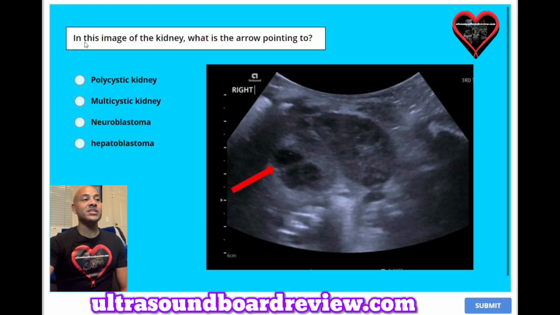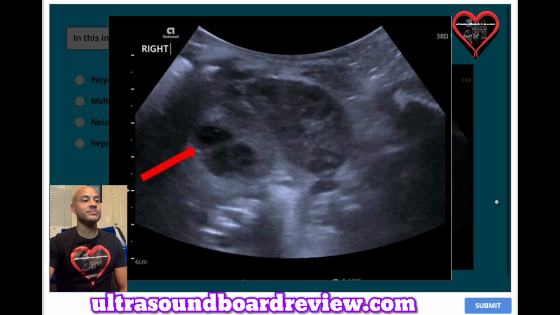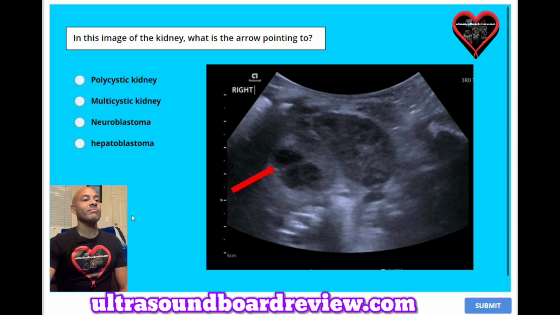Question 25. In this image of the kidney, what is the arrow pointing to? A. Polycystic kidney, B. Multicystic kidney, C. Neuroblastoma, or D. Hepatoblastoma? The answer is C, neuroblastoma.